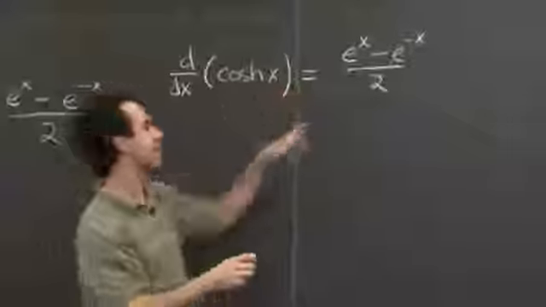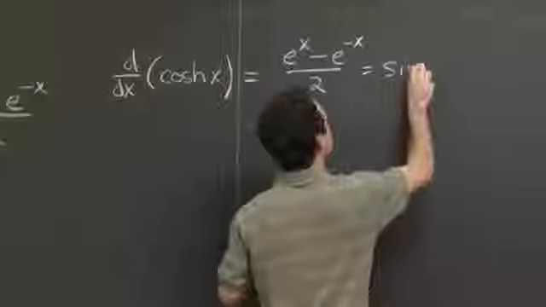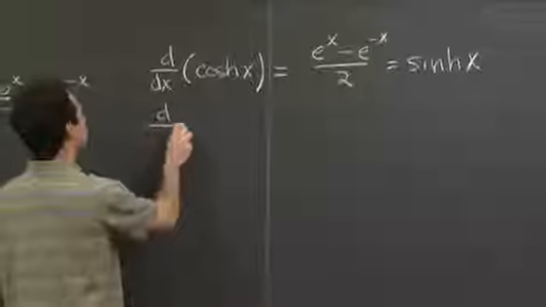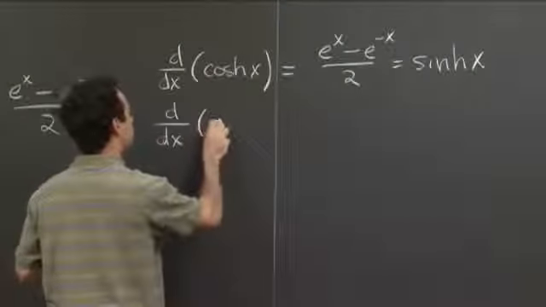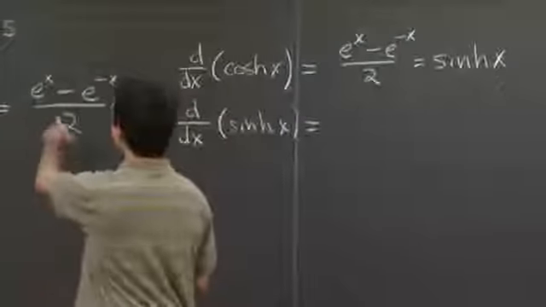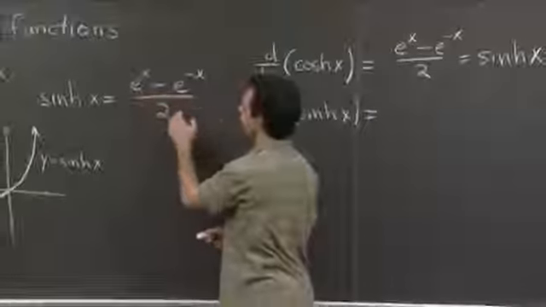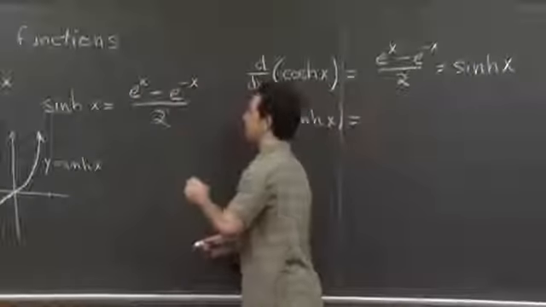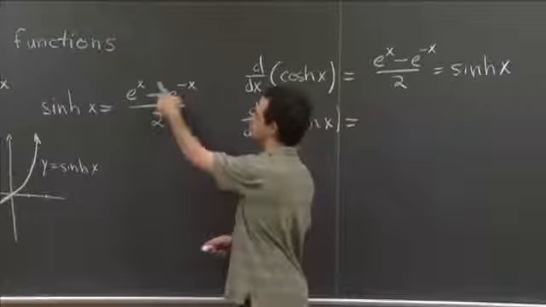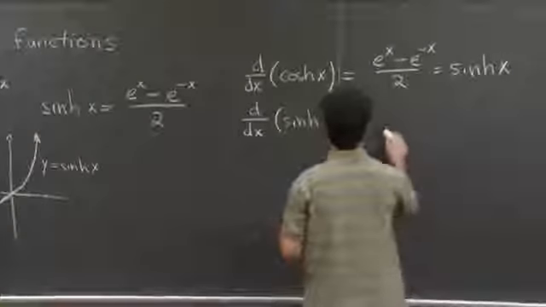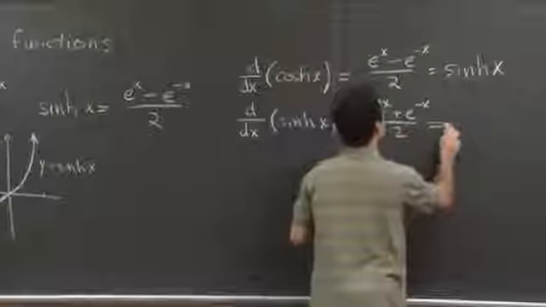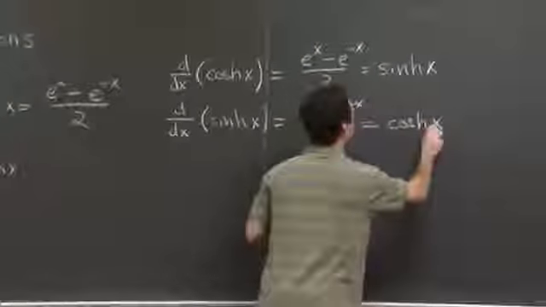But we have a name for this. This is actually just sinh x. So the derivative of cosh is sinh, and the derivative of sinh, well, you look at the same thing. Take this formula, take its derivative. Well, e to the x, take its derivative, you get e to the x. E to the minus x, take its derivative, you get minus e to the minus x. So those two minus signs cancel out and become a plus. So this is e to the x plus e to the minus x over 2, which is cosh x.